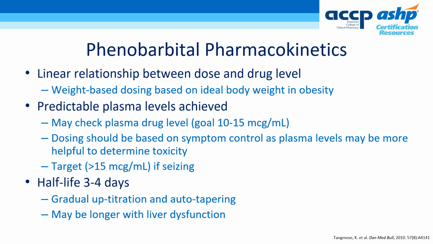Phenobarbital has a more narrow therapeutic window compared to benzodiazepines. However, there is a linear relationship between dose and drug level, resulting in predictable plasma concentrations with a goal of 10 to 15 micrograms per milliliter. This predictable linear relationship allows weight-based doses to reproducibly achieve therapeutic drug levels. During treatment, there is no need to check drug levels, as dosing should be based on symptom control. However, if toxicity is a concern, plasma levels are easy to obtain. Phenobarbital also has a long half-life, allowing for a gradual tapering that may last longer in liver dysfunction.